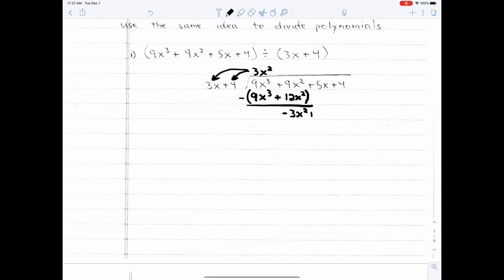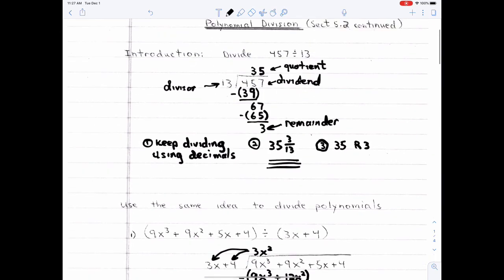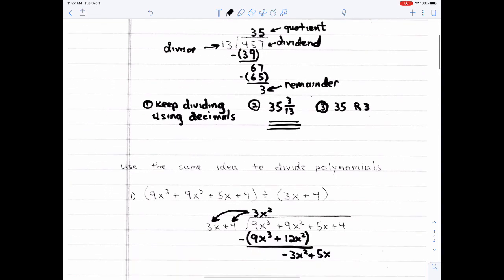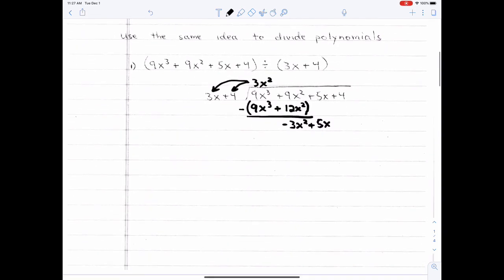Then I drop down the 5x, just like I dropped down the 7 up here, right after I subtracted 45 minus 39 and got 6. Then I dropped down the 7, and I did it again. So I dropped down the 5x. I do this again. What times 3x gives me negative 3x squared minus x?